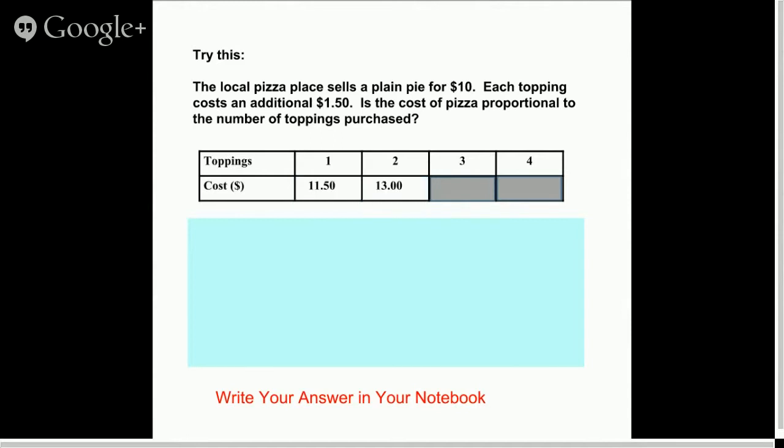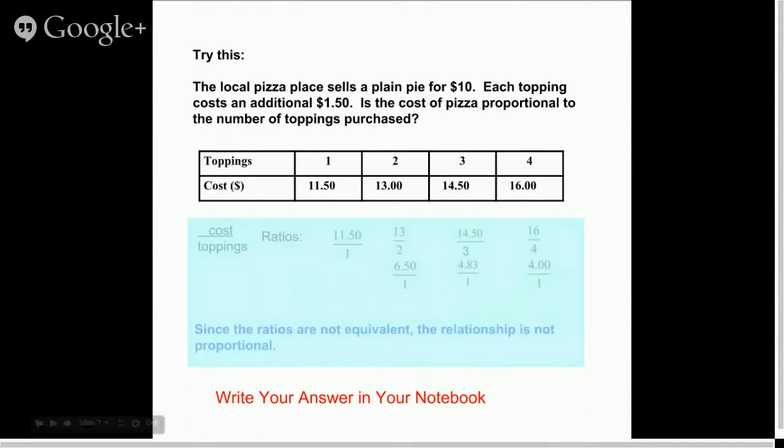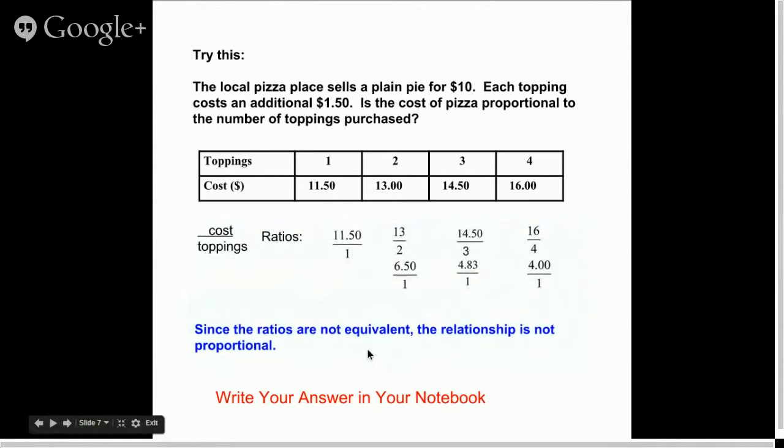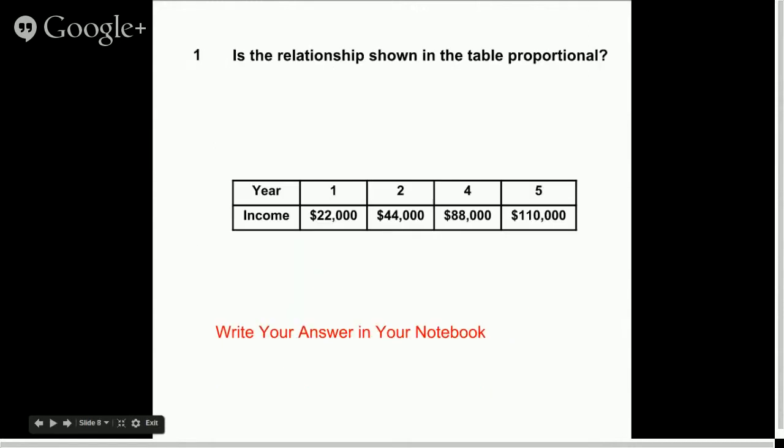Okay. So the first pizza costs $11.50. Table should look like finished. Now check your work. This is not proportional because the first ones, you turn it into a unit rate. So you can turn all of these into a unit rate or simplify the fractions. 11.50 to 1, 6.50 to 1, 4.83 to 1, and 4 to 1. So this is not proportional. Each number gives a different value.